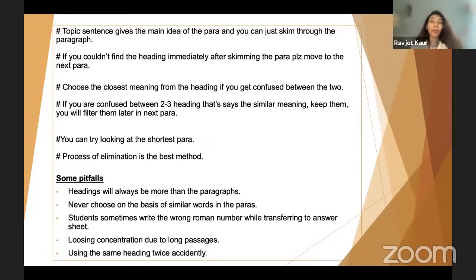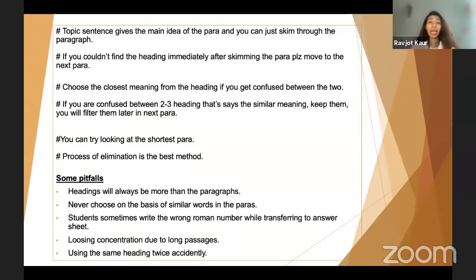If by any chance you get confused between 2 to 3 headings, please do not spend a lot of time choosing one and filtering out then and there. Leave that for a while and jump on to the next paragraph. Read and skim through the next paragraph to filter out the options for the other paragraph. Do not spend a lot of time to get the answer for one. There are other paragraphs that are remaining. You will be able to filter them out easily when you read further. So choose the closest meaning from the heading.